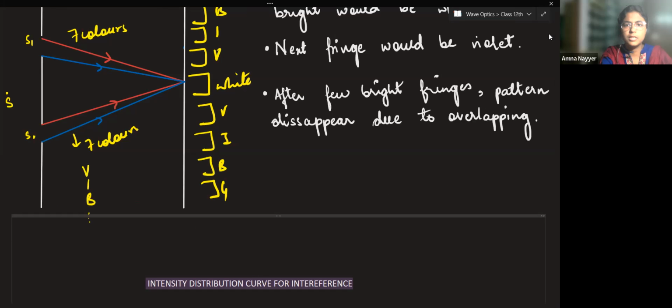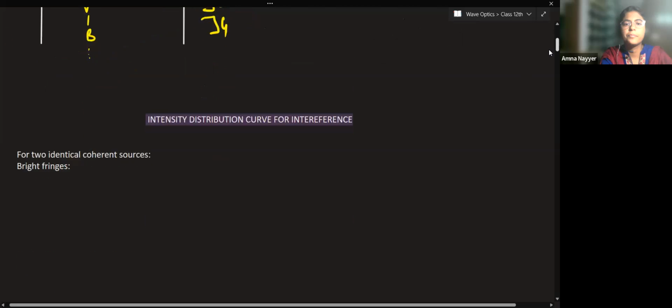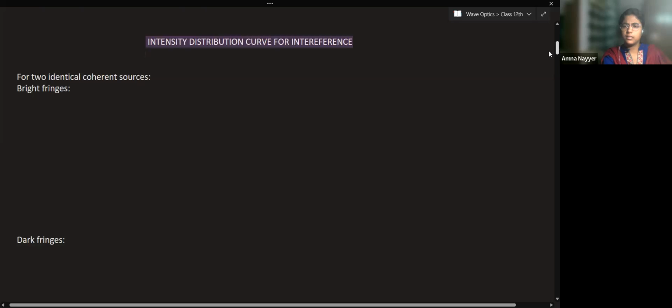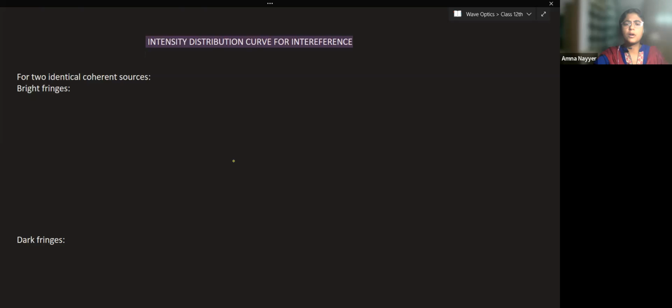So I'm starting with the intensity distribution curve. Okay, all of you have completed. See, the intensity distribution curve is very easy. If it comes again, it's the same theory part. All this is a part of theory only: sustained interference, interference with white light, and the intensity distribution curve also.